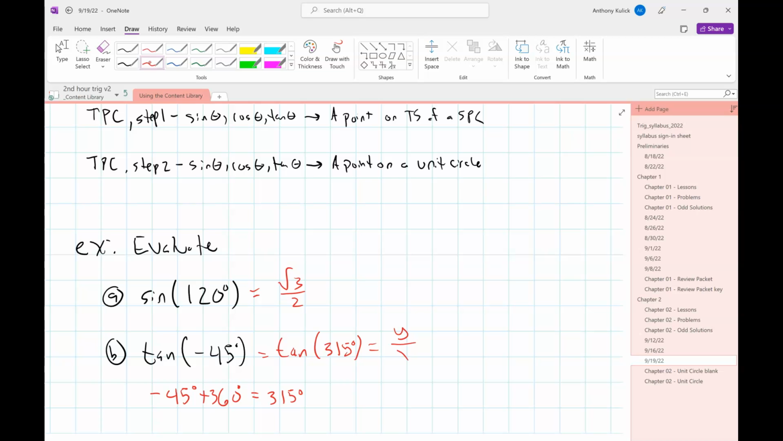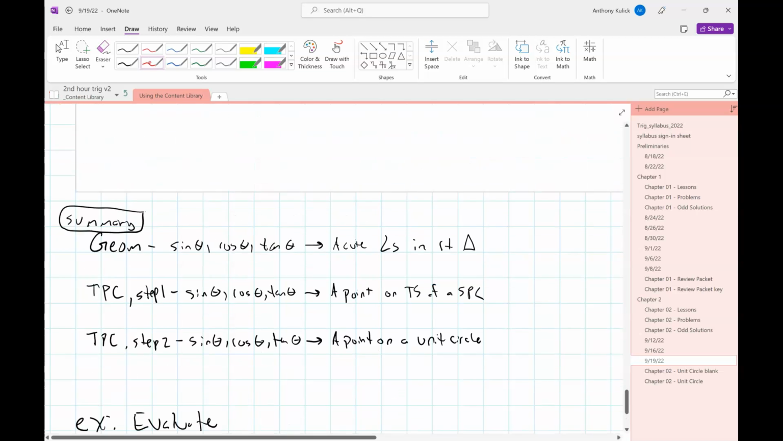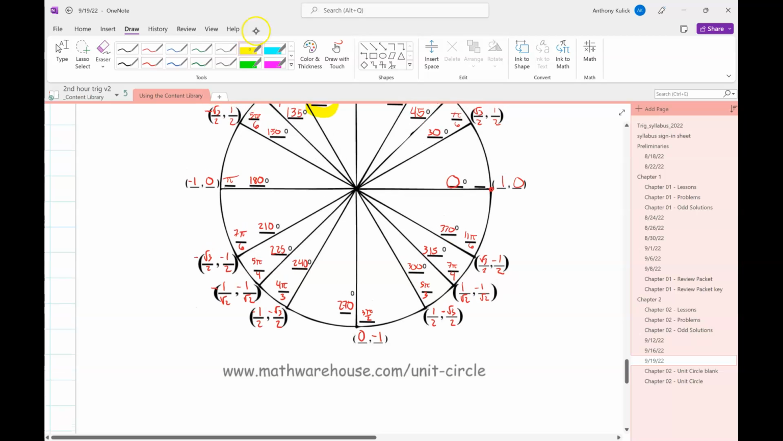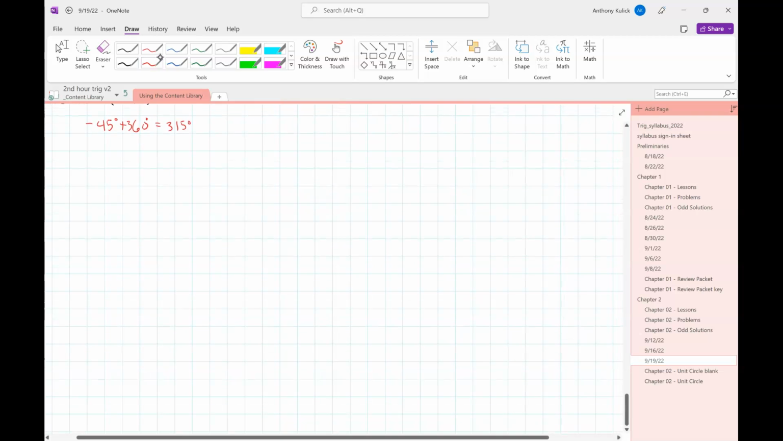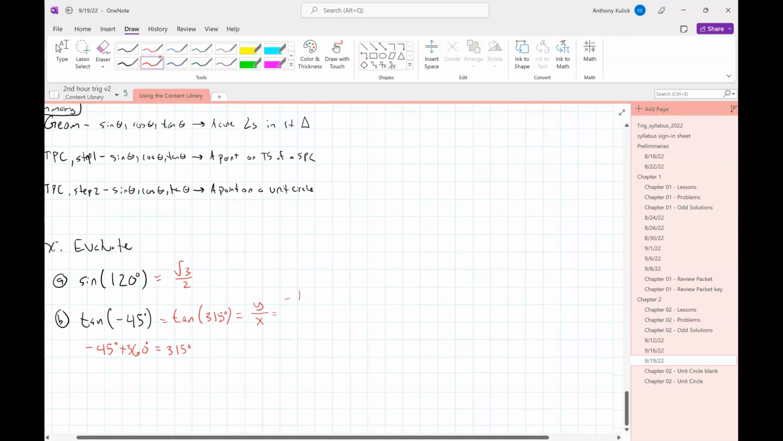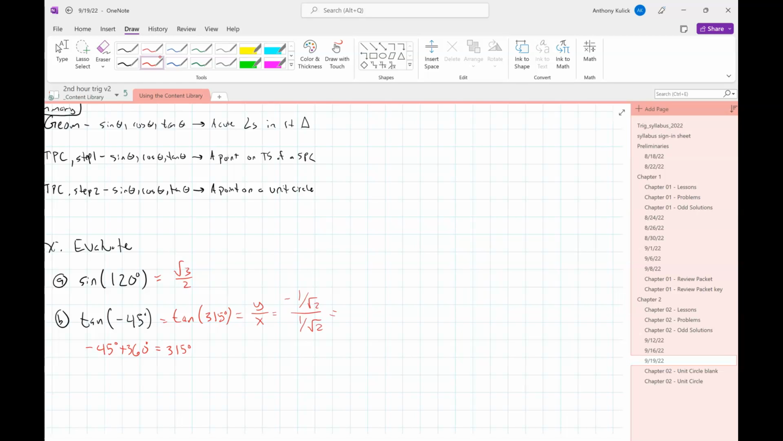So remember, tangent is y over x. So I'm going to go to my unit circle. I'm going to locate 315. And then I'm going to do y over x. Quick in your head, what's that simplify down to? Negative 1. Everybody's cool with why? Because it's the same thing on top and bottom except the signs are different.